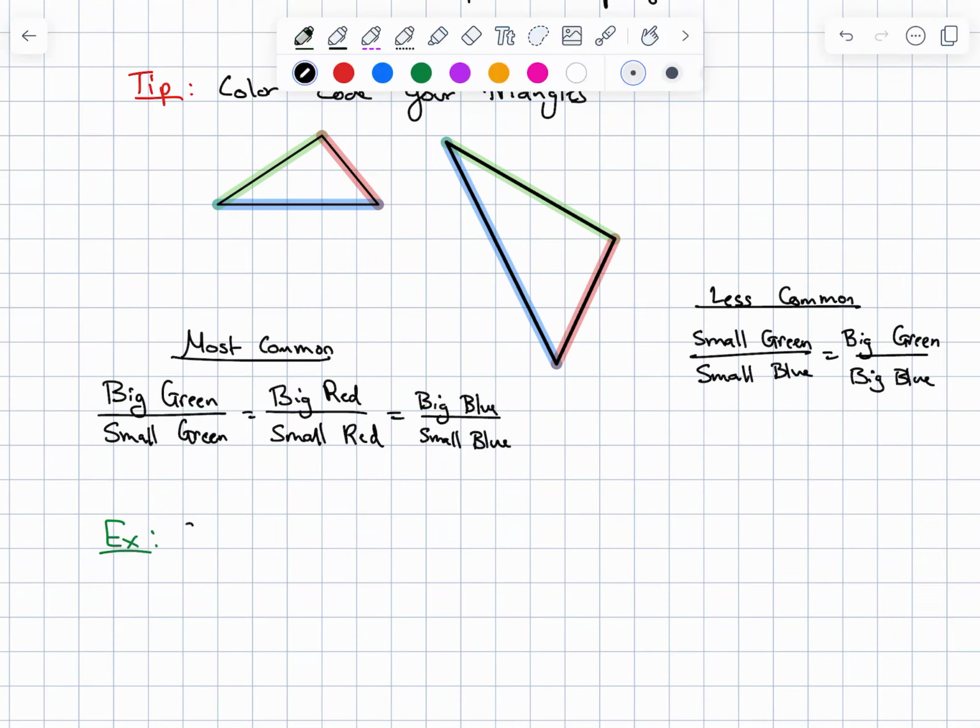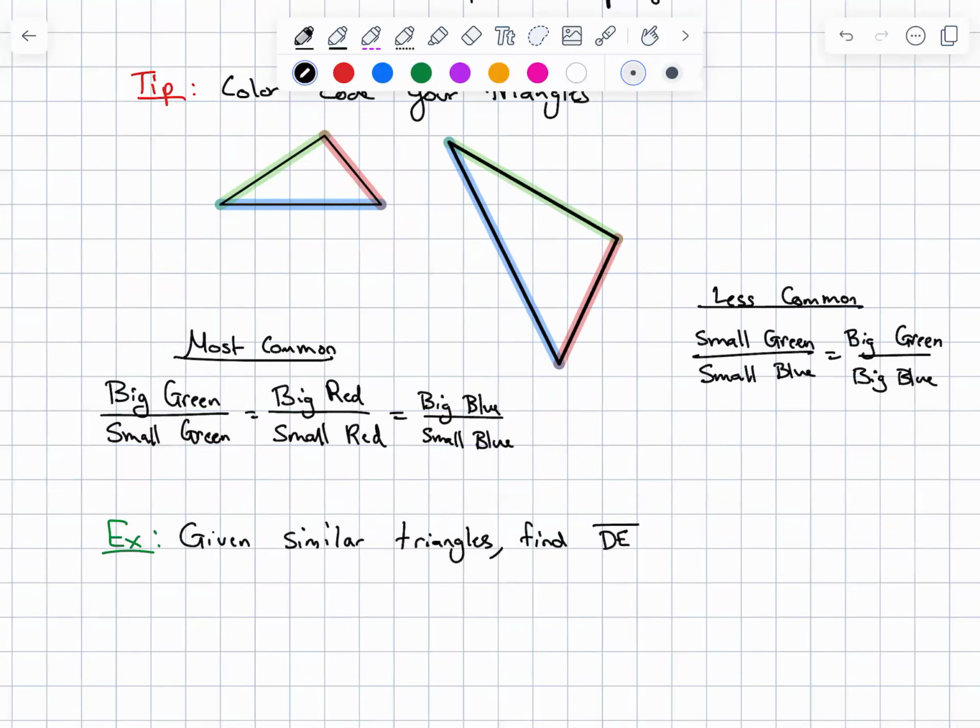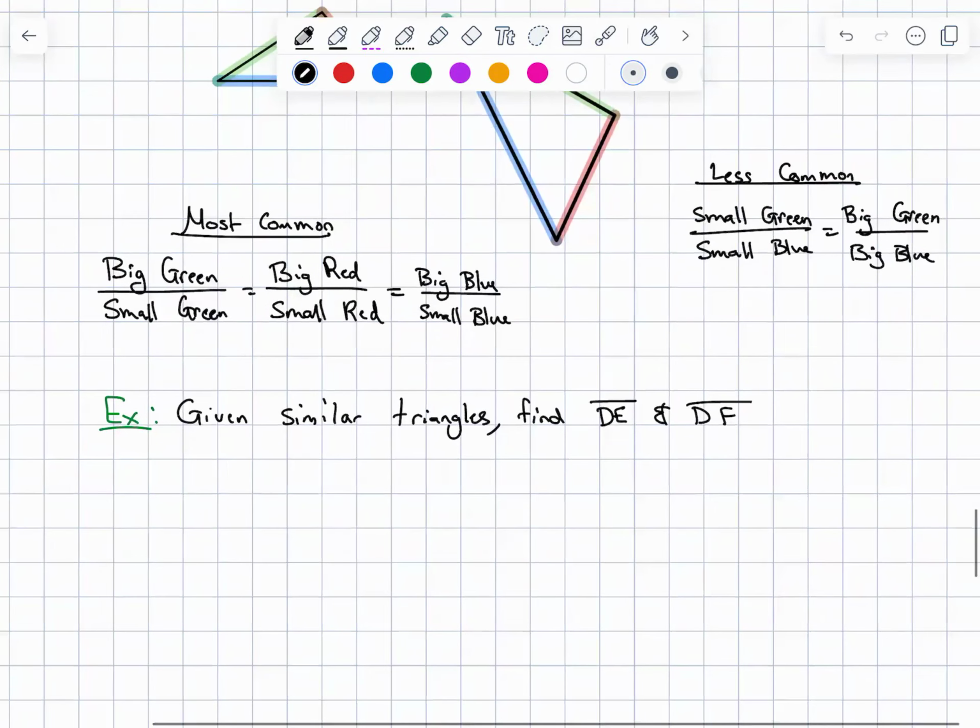So given similar triangles, find DE and DF. So in case you haven't seen this geometric notation, if I write two letters and a line above it, I'm talking about a line segment connecting two points that we've labeled D and E, which you'll see in just a moment. So the first triangle will be the slightly bigger one.